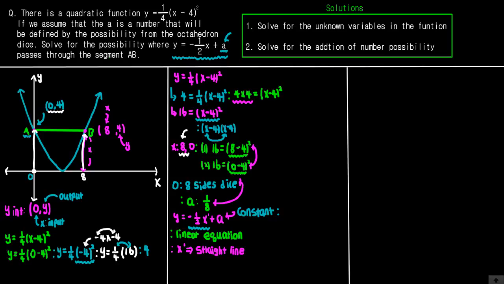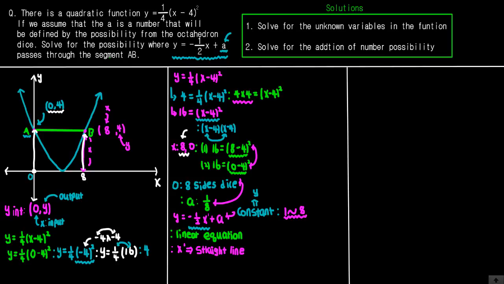The a value is the thing that defines the y value of our function, according to our linear function's properties. There is an interval and distance for the a value, which can be anywhere from 1 to 8. The reason we can figure out that it is 1 to 8 is that the question mentions the a value comes from the possibilities of the octagon dice. So it can be either 1, 2, 3, 4, 5, 6, 7, or 8.